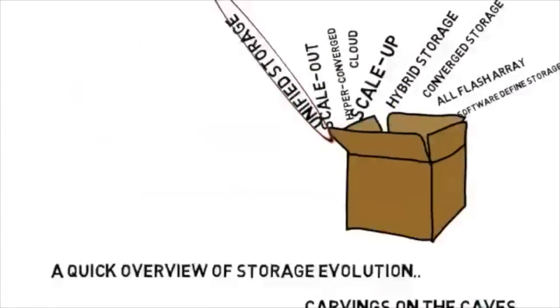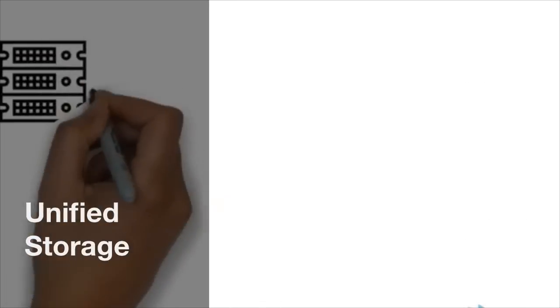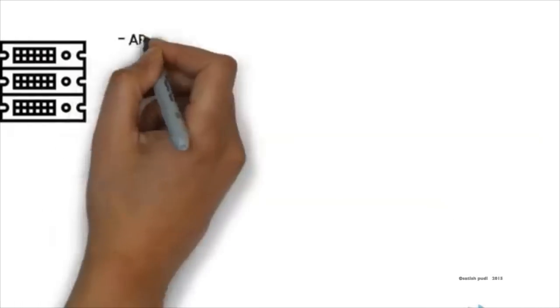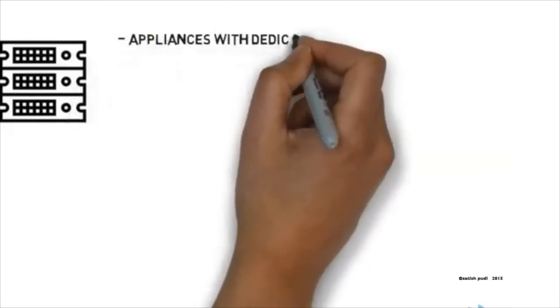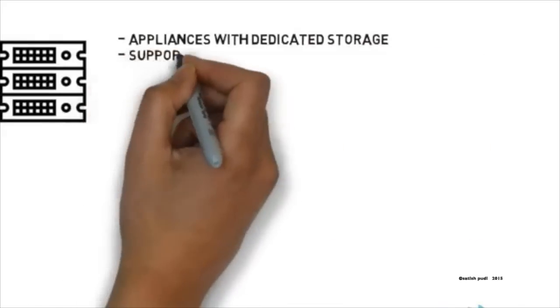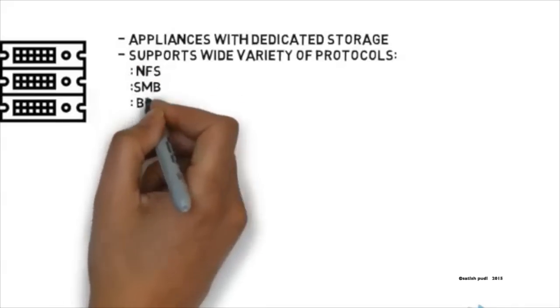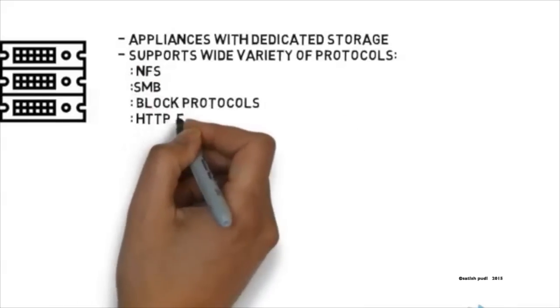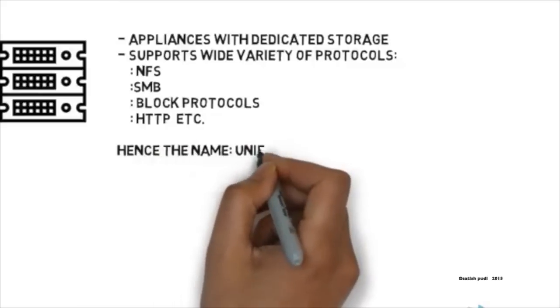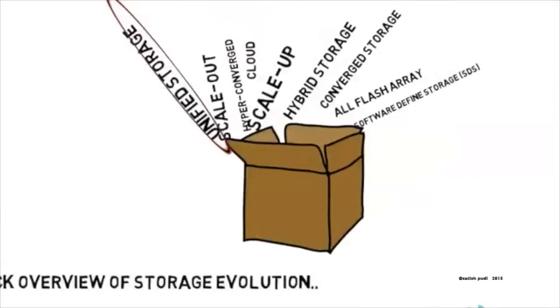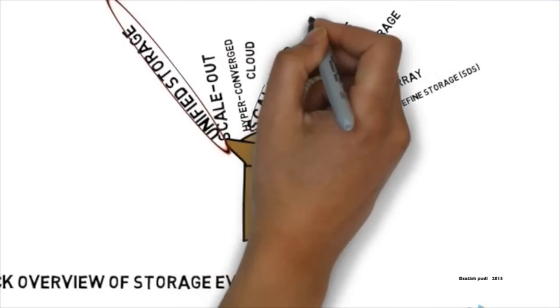Let's take a look at unified storage. These are appliances with dedicated storage. Unified, the name comes from the fact that the system supports multiple protocols in a single system. Most of the well-known vendors like EMC, NetApp, and Oracle support popular file sharing protocols like NFS, SMB, and block protocols.